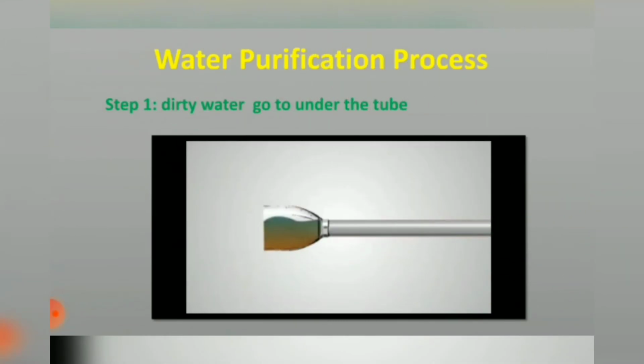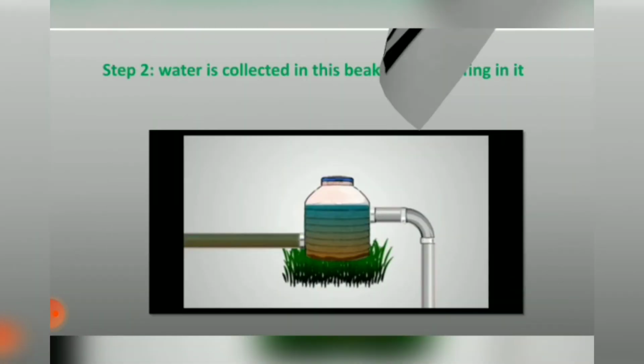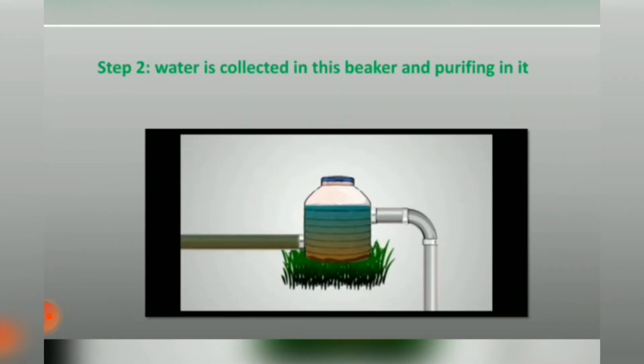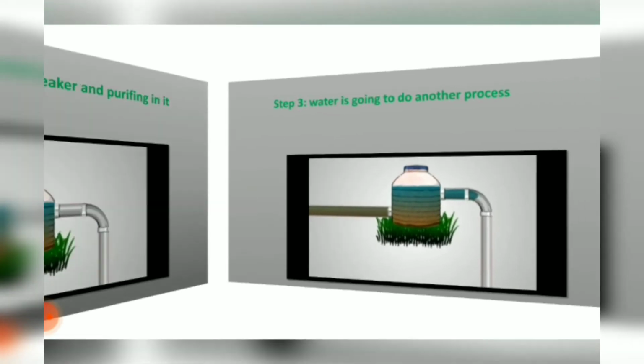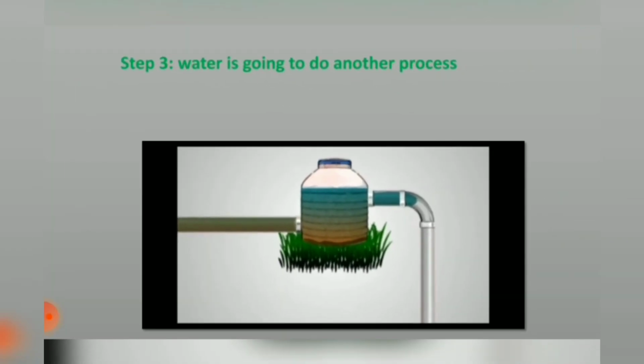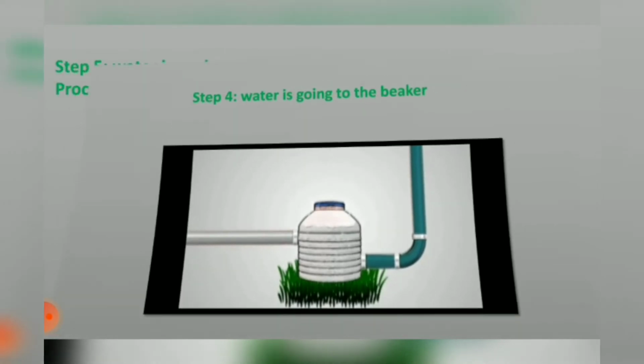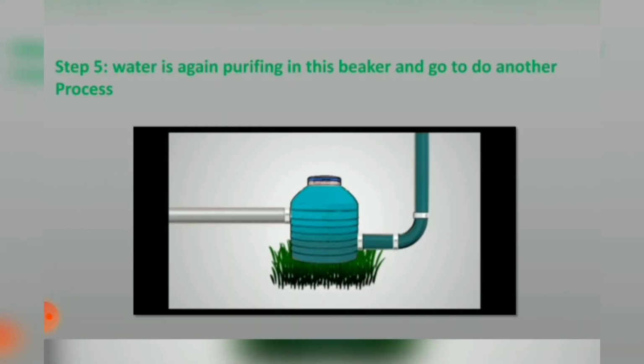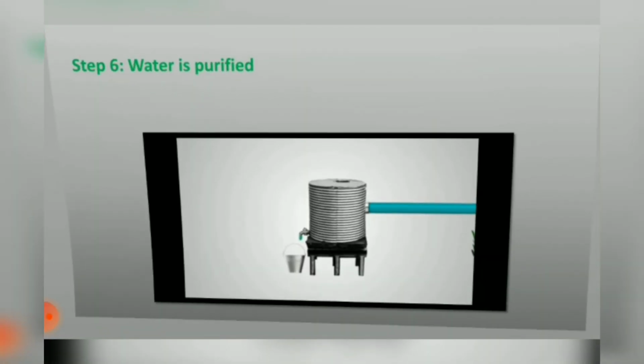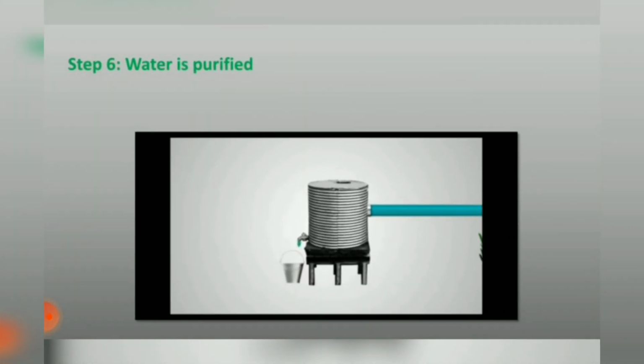Step 1. Dirty water goes under the tube. Step 2. Water is collected in this beaker and purifying in it. Step 3. Water is going to do another process. Step 4. Water is going to the beaker. Step 5. Water is again purifying in this beaker and goes to do another process. Step 6. Water is purified.